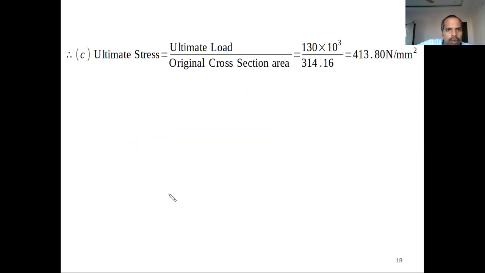Third bit is ultimate stress. Ultimate stress is equal to ultimate load, which is given in the problem as 130 into 10 to the power of 3, divided by original cross section area, 314.